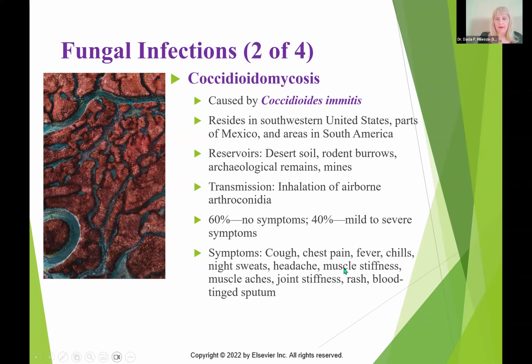Cough, chest pain, fever, chills, night sweats, headache, muscle stiffness, muscle aches, joint stiffness, rash, blood-tinged sputum. Okay, so how do we distinguish it from all the other ones that have all the same symptoms? Well, there it is. Blood-tinged sputum. Okay?